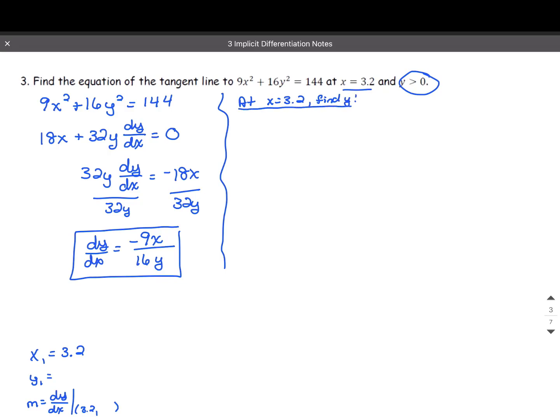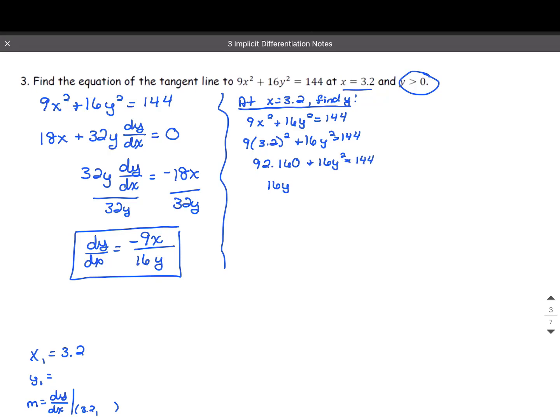So here we go. We're just going to use the original function they gave us. So it's 9 times 3.2 squared plus 16y squared equals 144. Feel free to use your calculators here. 92.160 plus 16y squared equals 144.